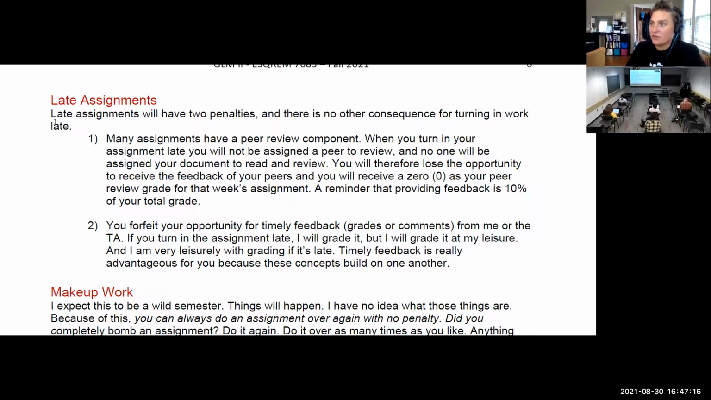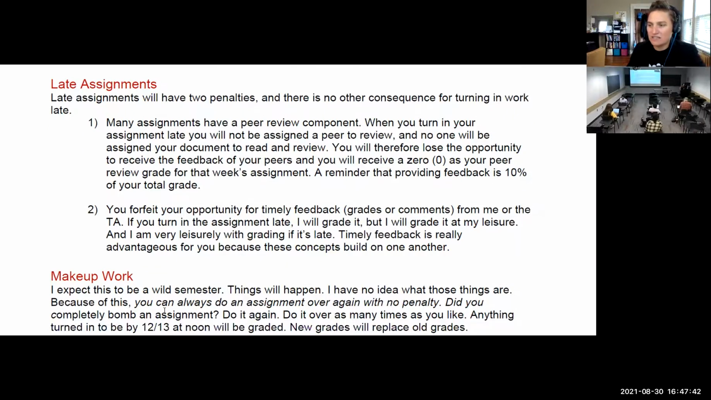Okay. So for late assignments, you may have had time to read that by now. Most of the assignments that I'm assigning you will have a peer review component. So I'm asking you to read someone else's work. The only penalty for not turning in an assignment on time is that you lose the opportunity to earn the points for that. Otherwise, you can turn it in as many times as you want. You can see this on my makeup work. You can always do an assignment over and over again as many times as you want. Anything turned in to me by noon will be graded and will count towards your final grade. New grades will replace old grades without penalty.